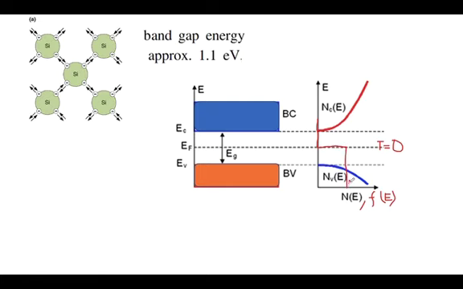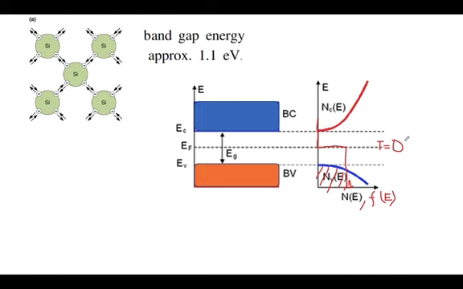So this value is 1, and here it is 0. All the levels where the function is 1, this part, are filled by electrons. You multiply f by N_C, and that basically gives you the area which is filled by electrons.